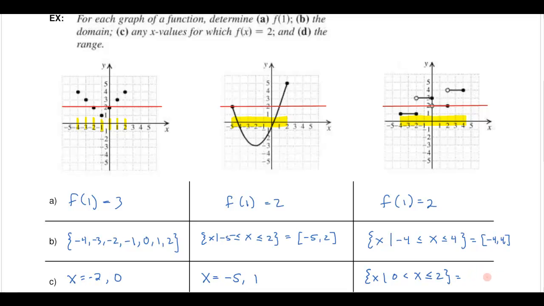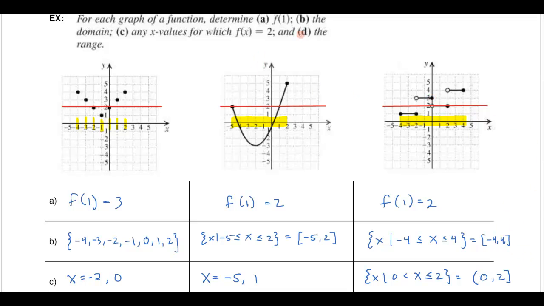In interval notation, that would be the interval that starts at 0, ends at 2, and includes the point 2, because if you plug in 2, you're going to get 2 because of the closed dot there. But you don't include 0, because if you plug in 0, you actually get this 3 up there.